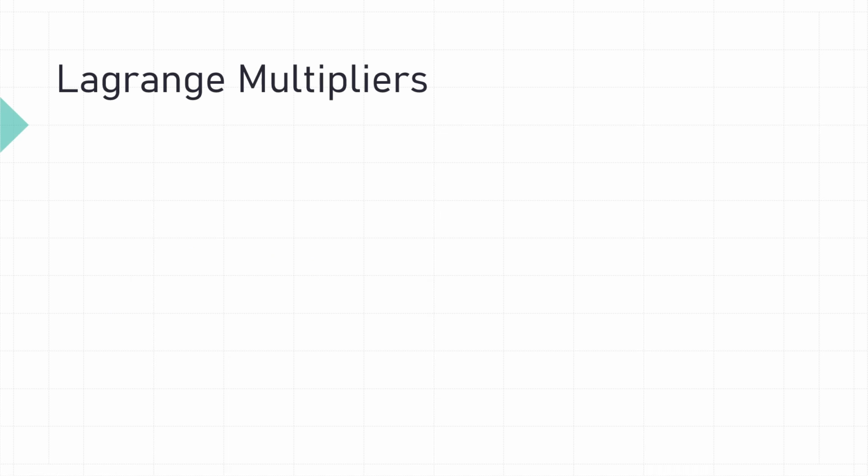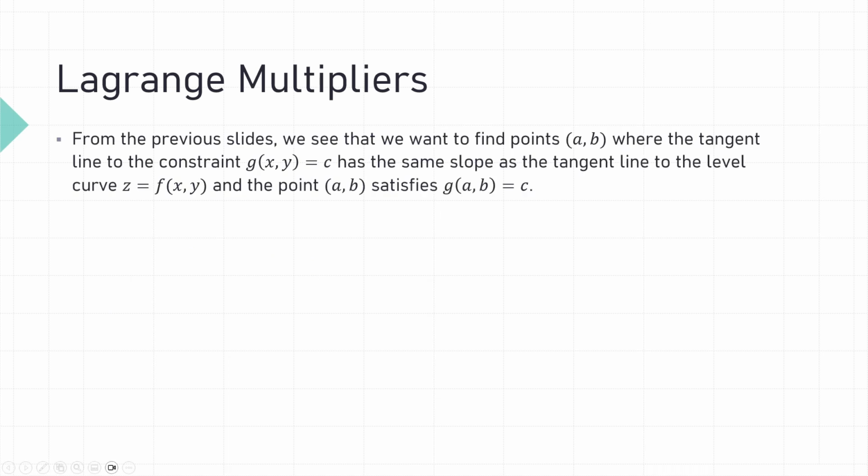So let's go ahead and formalize this now. What we're looking for is points a, b, where the tangent line to the constraint has the same slope as the tangent line to the level curve. And we also need not just for them to have the same slope of the tangent line, but it has to actually be on the constraint as well. Remember, we're only looking for ones that are on the constraint. So these are the points we're looking for to figure out our maximums and minimums.